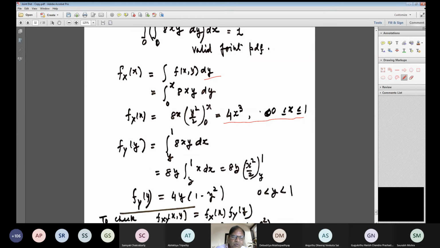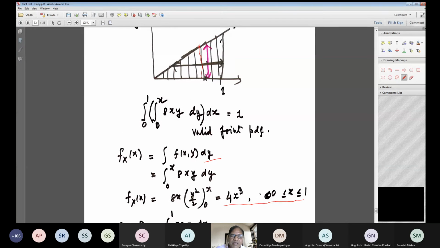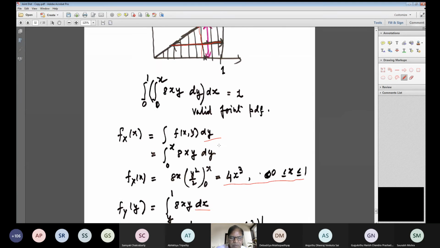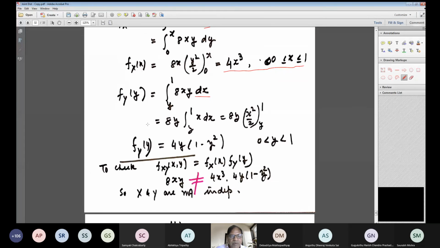Similarly, if you have to find the marginal of y, you have to integrate with respect to x. This is the line y equal to x, so x varies from y to 1. So you get 4y(1 minus y squared), and y has to be less than 1. So the range we have to write.